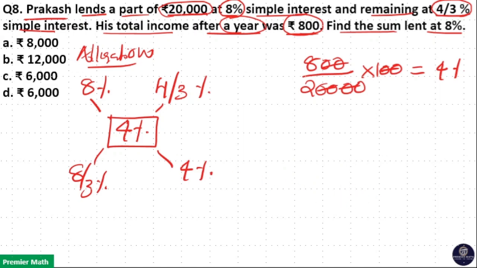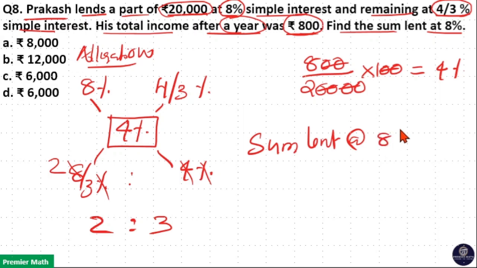Now if you take the ratio of 8/3 and 4%, percentage cancel, 4 goes 2 times in 8, that is 2/3 is to 1. That means 2:3 is the ratio. So the sum lent at 8% is 2 parts and the sum lent at 4/3% is 3 parts. Now the sum lent at 8%, we need to find it. Here the total parts are 2 plus 3, 5 parts. This 5 part is this 20,000 rupees.